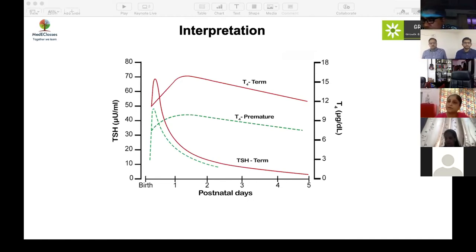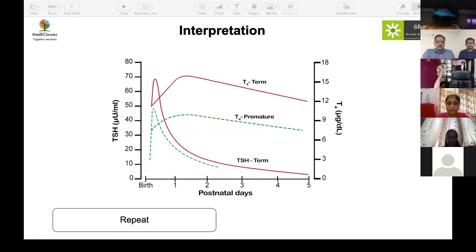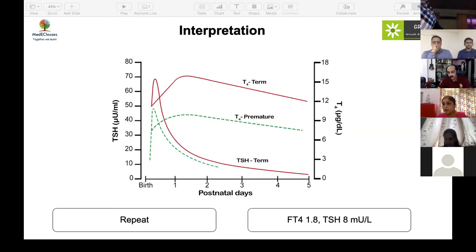I'm sure most of us will have an urge to start treatment, because 28 is quite a number. But going back to the physiology slide, as I said, always look at the age of the child. So, this is just a 20-day-old baby, so she's still in the postnatal surge. As I said, this postnatal surge starts at 30 minutes of birth and persists for 72 hours. So, I would like to get the test repeated, because this could be a normal value at this age. So, the TSH needs to be repeated.